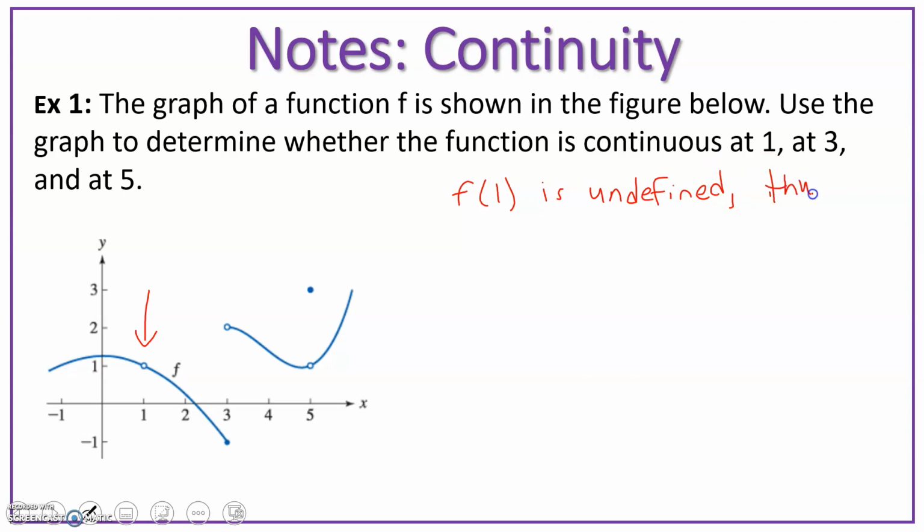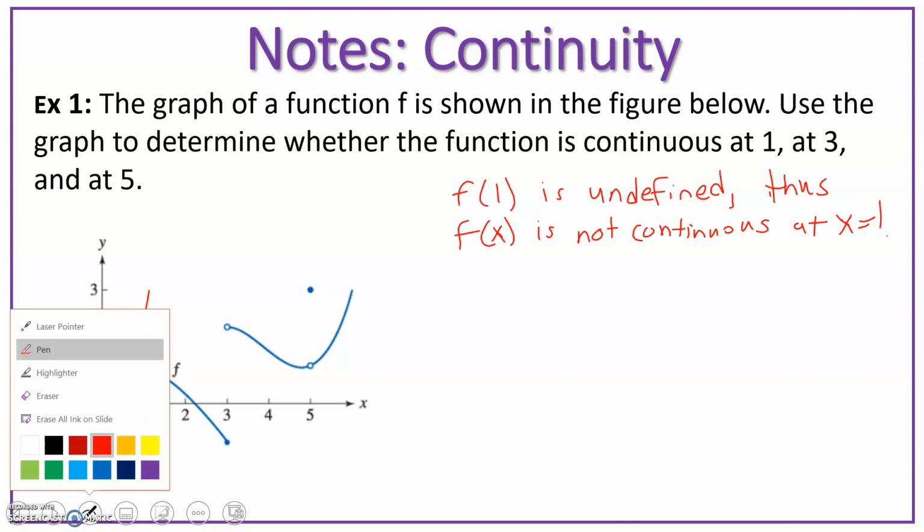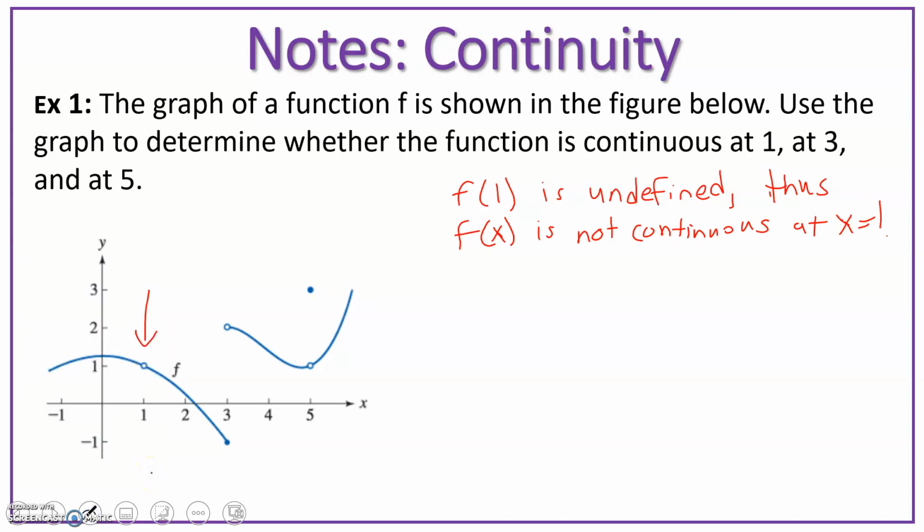Thus, our function f of x is not continuous at x equals 1. Now let's take a look at our next point, at 3. Now at 3, we can see that in fact our function is defined, and f of 3 is -1.